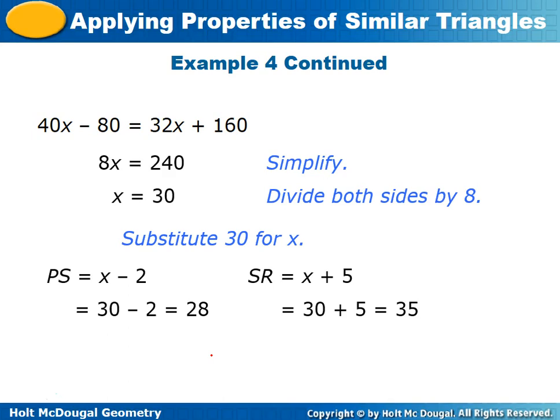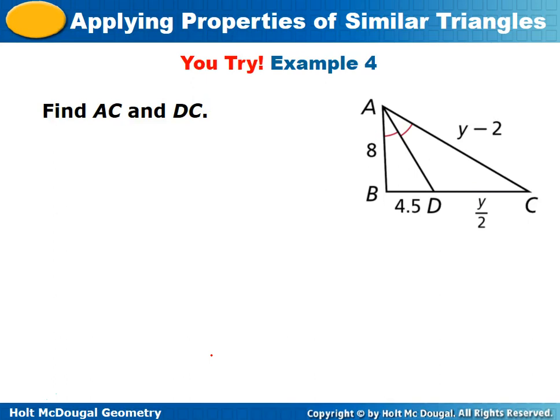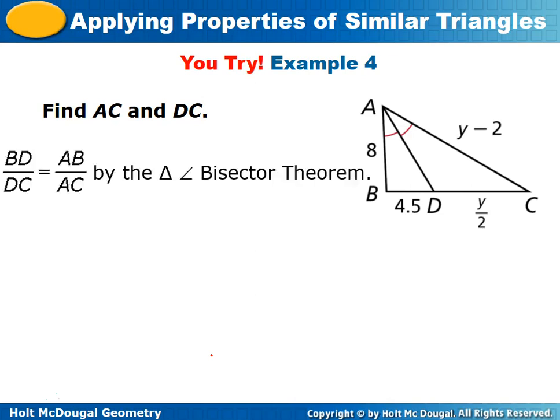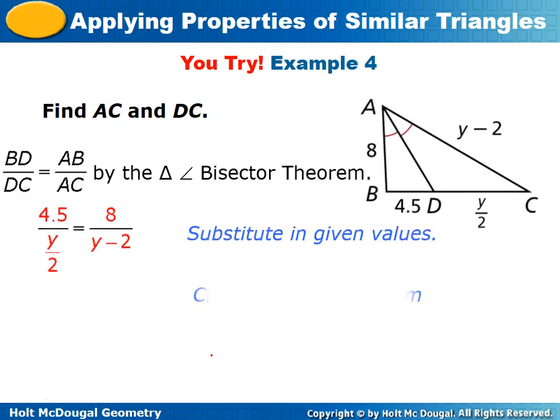All right, let's see if you guys can do this last problem. So here again, we could do BD over DC is equal to AB over AC. Recall again, that's not the only way we could set it up. We could set it up AB over BD, AC over DC. Doesn't matter which one you set it up, just as long as you keep it consistent throughout the problem. So here again, we're just going to substitute our values in.